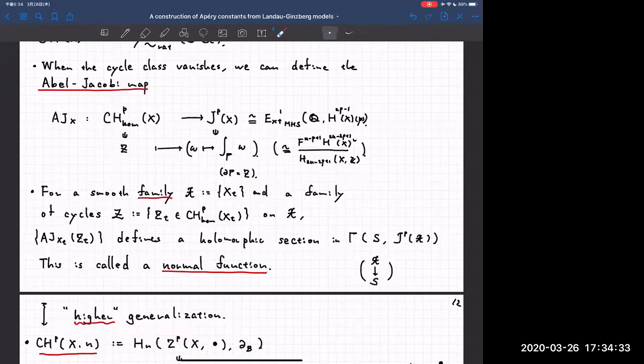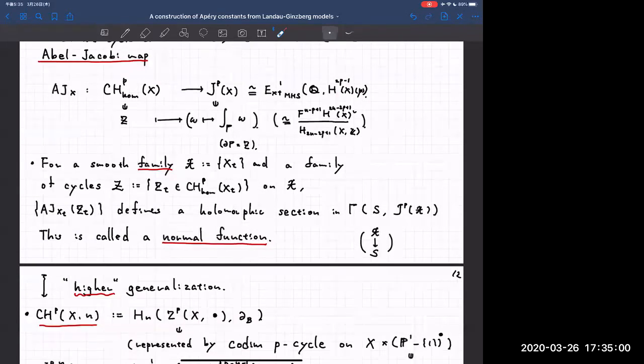And also, it is useful to consider this intermediate Jacobian J^p(X) by using the category of mixed Hodge structures. If we consider the extension class in the category of mixed Hodge structures, then J^p(X) is just given by the extension class of H^(2p-1)(X)(p) by Q.